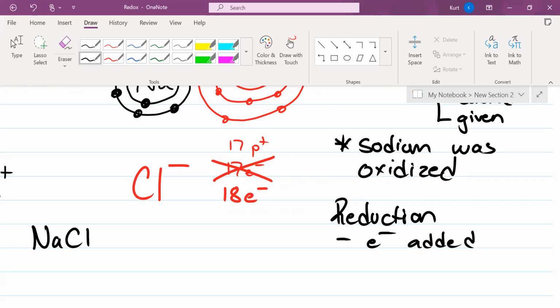What's that term? It was oxidized. I just took that electron. What happened to me? I was reduced. You can't have one without the other. It's the yin and the yang.